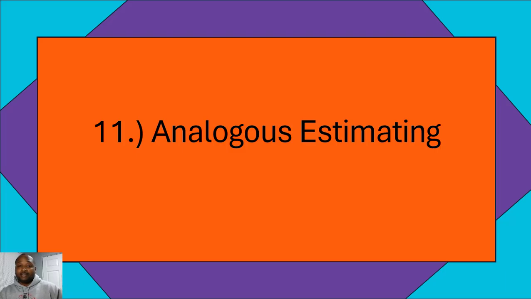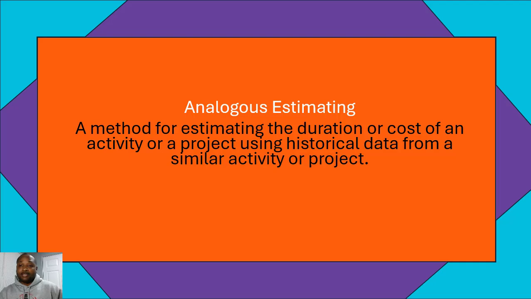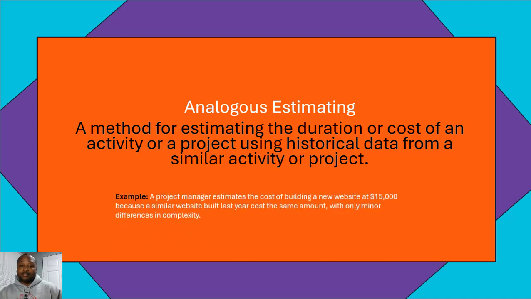Number 11, analogous estimating. Analogous estimating is a method for estimating the duration or cost of an activity or a project using historical data from a similar activity or project. Let's look at an example. A project manager estimates the cost of building a new website at $15,000 because a similar website built last year cost the same amount, with only minor differences in complexity.